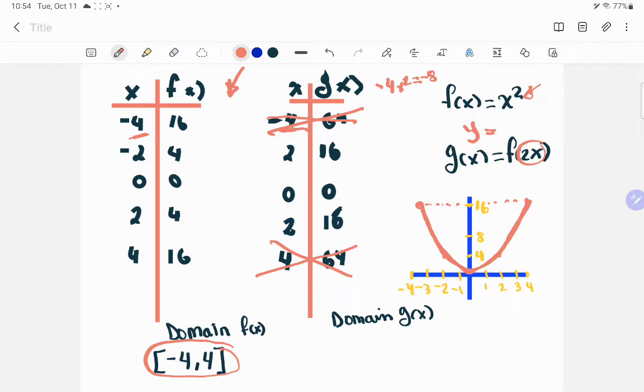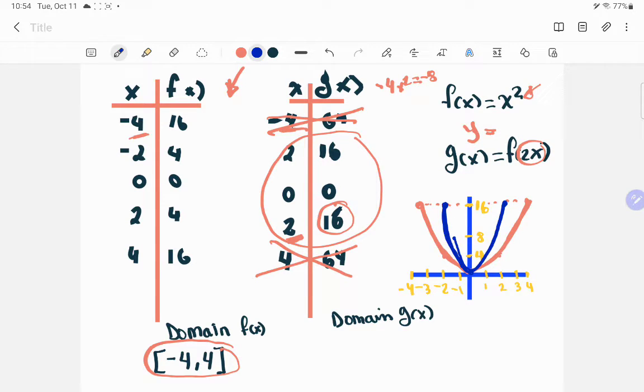However, when the x for g is 2, the value is 16. I can get to 16 because the maximum y should be 16 for this domain. So let's plot these values. Let me change the color. When x is 2, y is 16. When x is negative 2, y is 16. When x is 0, y is 0. This is the graph of the transformation.